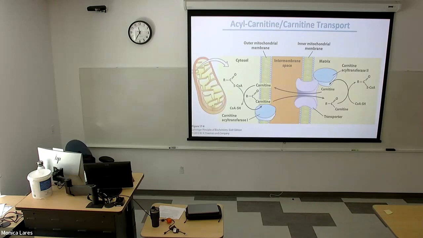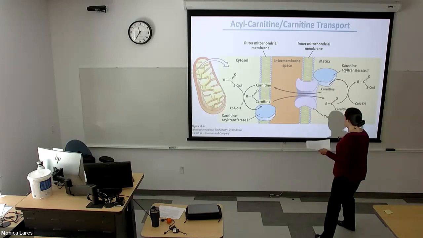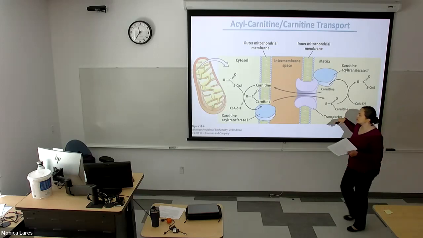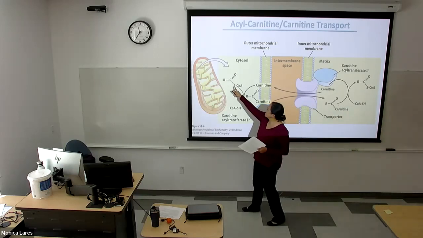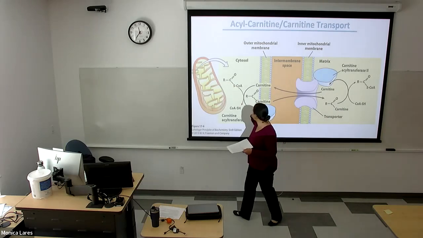So on this picture, we have the cytosol on the left. We have the outer mitochondrial membrane represented here. We have this intermembrane space, the space between the two membranes. Here's our inner mitochondrial membrane. And here's the matrix. So this is where we're trying to get our fats into. We just saw how we activated our fatty acid by attaching it to coenzyme A.